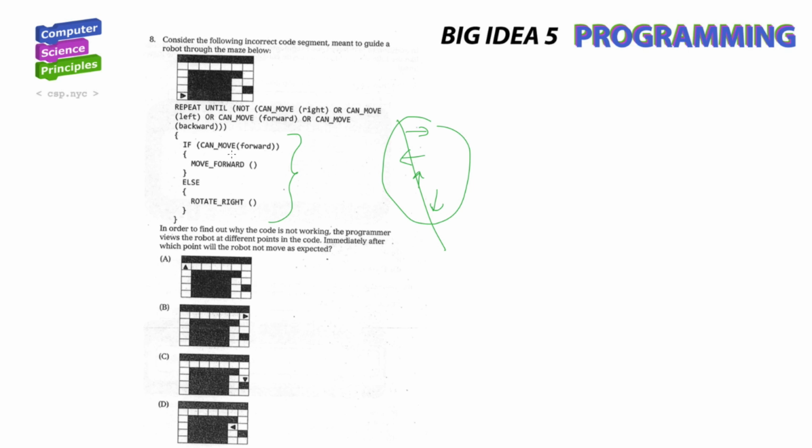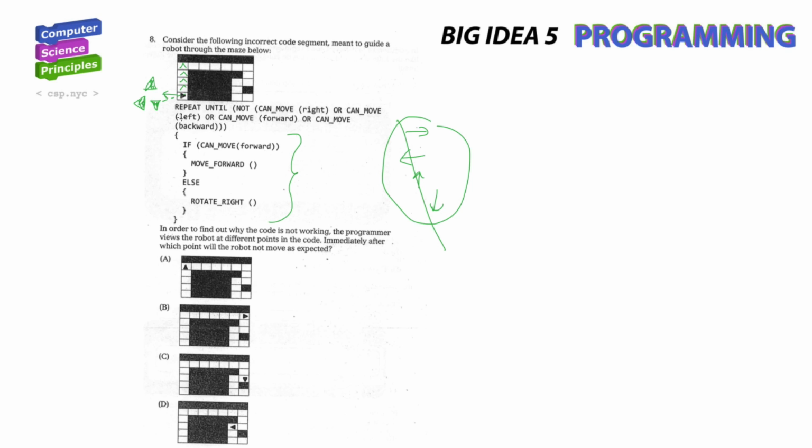So if can move forward, else rotate right. So it can't move forward, so it rotates right, which means it points down. Now in this spot here, it can't move forward again, so it rotates right. Now it can't move forward again when it's facing this wall, so it rotates right, and now it's pointing up. Now if it's pointing up, if can move forward, so it does, it comes here. And then it keeps going, because while it can move forward, it's going to keep moving forward.